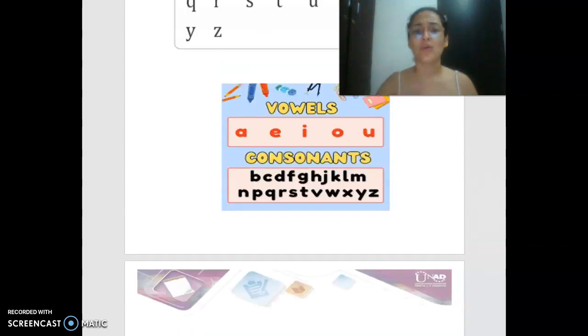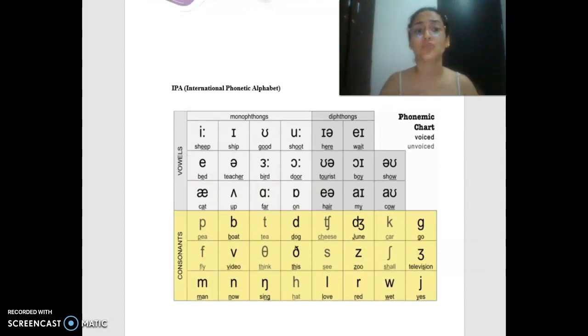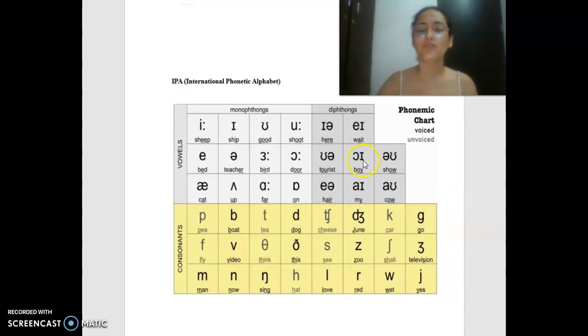But when we have to organize, to classify the letters, we have to do more than this classification. So we have to pay special attention to this International Phonetic Alphabet. This alphabet shows us how to pronounce, what is the sound of each letter. In this case, we are going to talk about the sound of the vowels and the sound of some consonants.